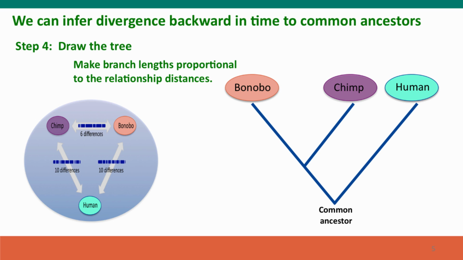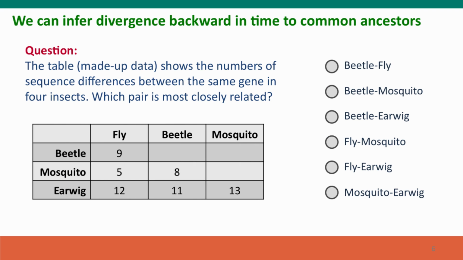Now, here's a question for you. We're not going to ask you to draw the tree, but we are asking, in this table of data showing the relationships between different insects, these numbers are the numbers of sequence differences. And the question asks you which pair is most closely related.